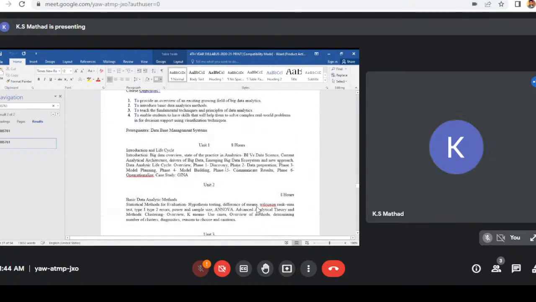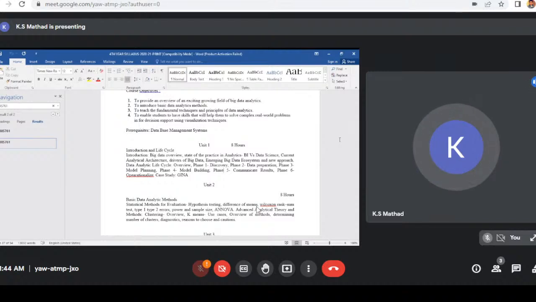The first unit will be the introduction and life cycle, wherein we'll be dealing with big data overview, state of practice in analytics, business intelligence and data science. What is the difference between business intelligence and data science? That we'll be dealing with here. And what is happening in the current analytical architecture, that we are going to see. Which are the contributors for big data? What are the devices or things which contribute to the enormous amount of data created, that we are going to see as drivers of big data. Then the emerging big data ecosystem and which approach we are using.